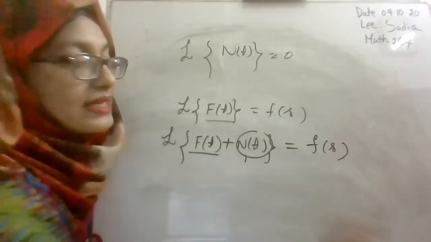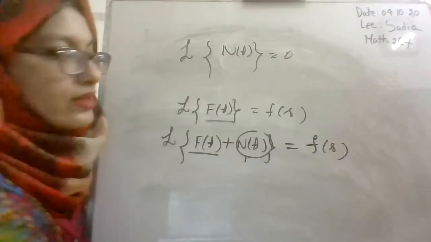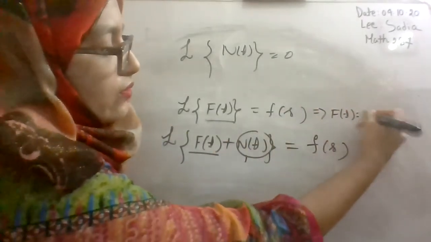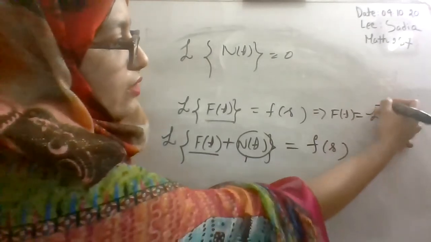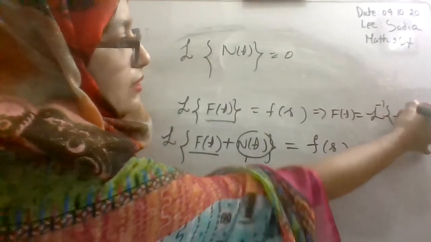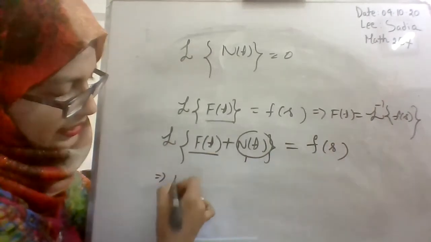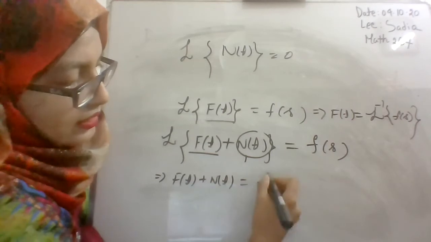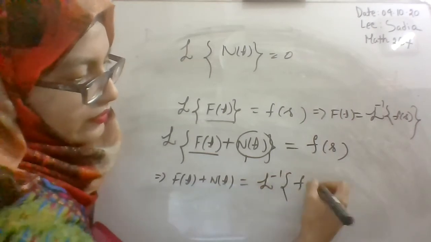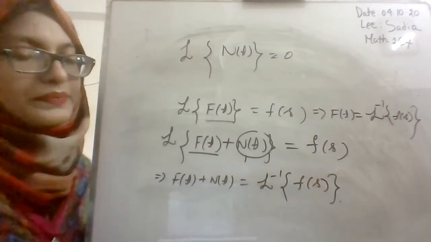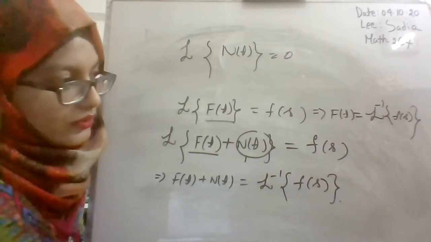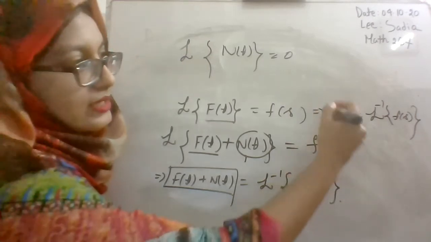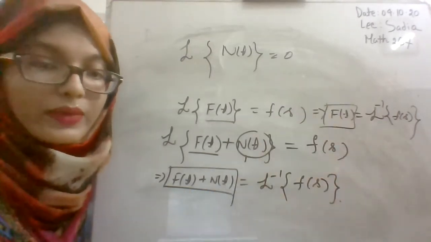Now, if I consider the inverse Laplace transformation, then what will happen? From here we get that f of t is equal to the inverse Laplace transformation of F of s, right? But from here we can write that f of t plus n of t is equal to the inverse Laplace transformation of F of s. So here, that's the inverse Laplace transformation.